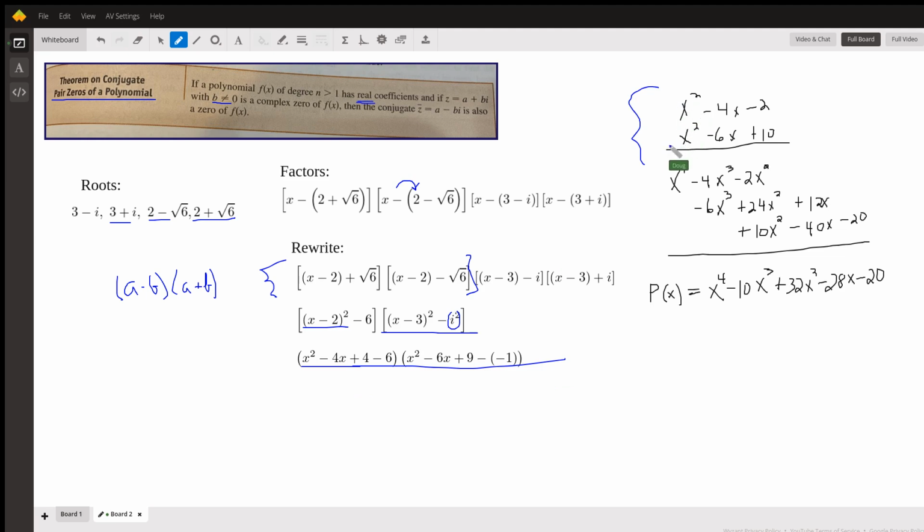So I'm taking x squared times each term up above, then negative 6 times each term up above, and then 10. I write them on separate rows so that similar terms are above each other. There's your final answer. Okay, the roots of that polynomial function are 2 plus the square root of 6, 2 minus the square root of 6, 3 minus i, 3 plus i.